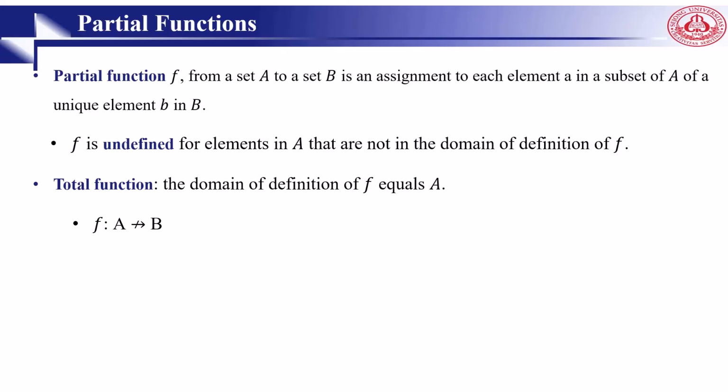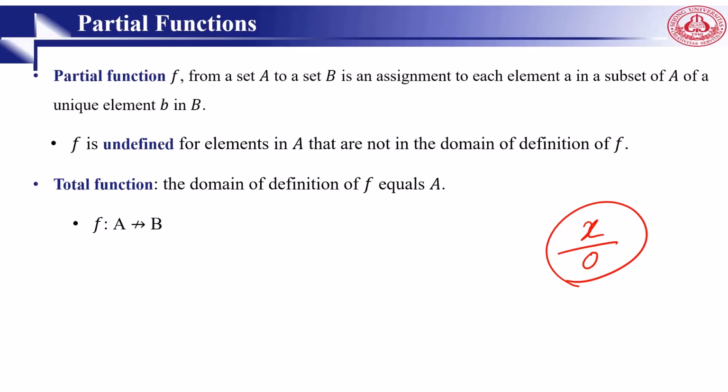And the last one is partial function. Partial function is a function that is not defined for some input of the right type, but a domain. For instance, division is a partial function because we cannot define the division of x divided by 0. It's called that, partial. So a partial function from set A to B is an assignment to each element a in a subset of A, which we call the domain of definition, of a unique element b in B.